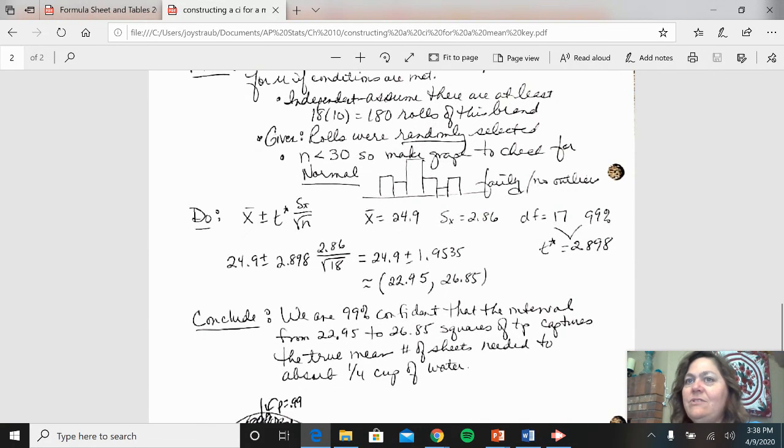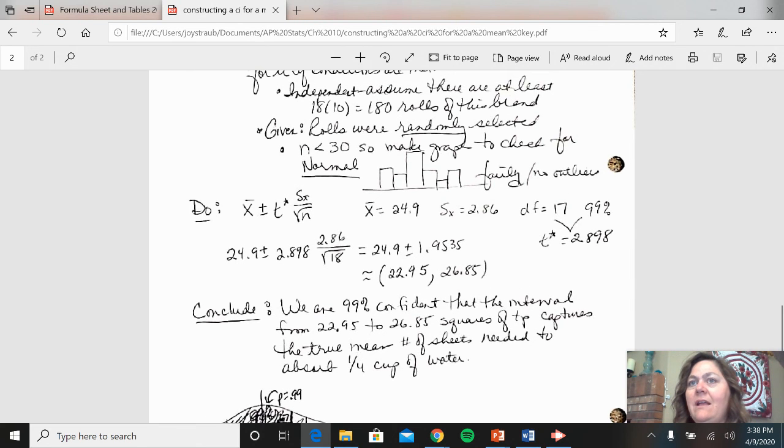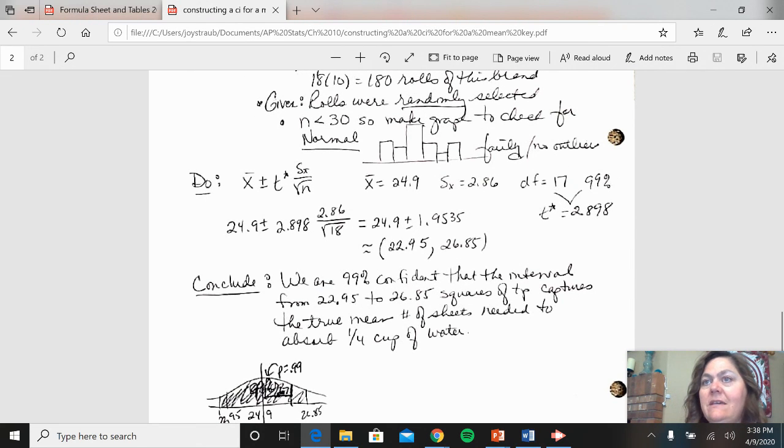Okay, so then here's your do. I just happened to rewrite the formula. I did 1-Var Stats to get x-bar and s. I'm writing all my information down just so I have it handy. From 1-Var Stats, I got those. The degrees of freedom is 17, n minus 1, and the confidence level is 99%. On the table, you should have gotten 2.898. So here is the formula with everything plugged in, and I got this interval here.